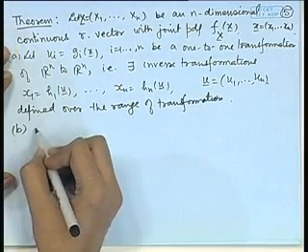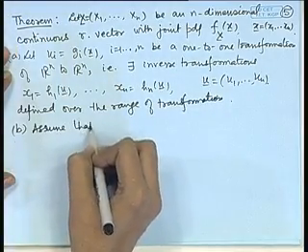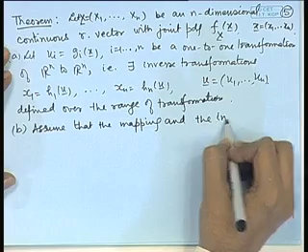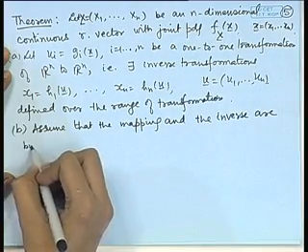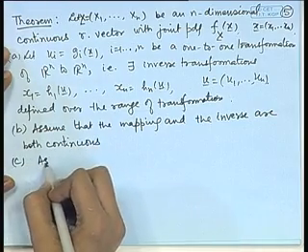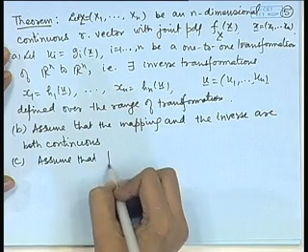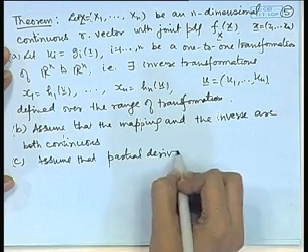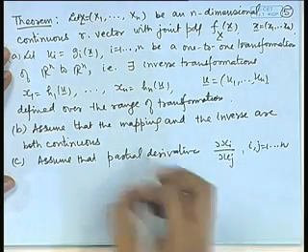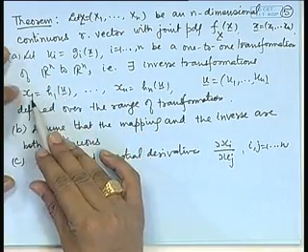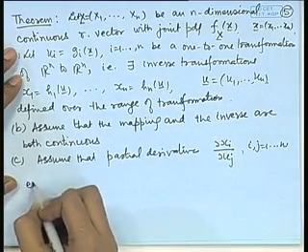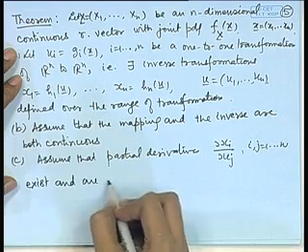Let us assume that the mapping and the inverse are both continuous. Further, assume that the partial derivatives del xi over del uj for i, j equal to 1 to n, that is all partial derivatives del x1 by del u1, del x1 by del u2, del xn by del u3 and so on, all the partial derivatives exist and are continuous.